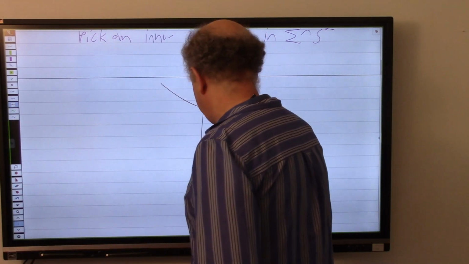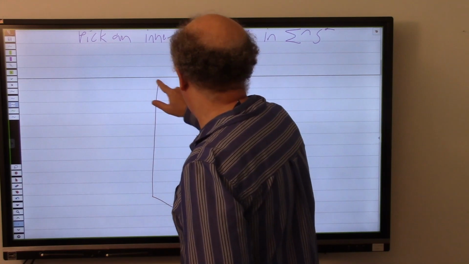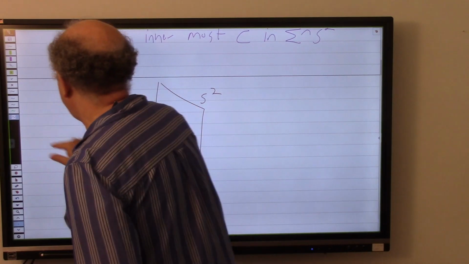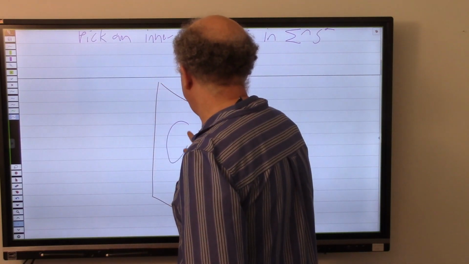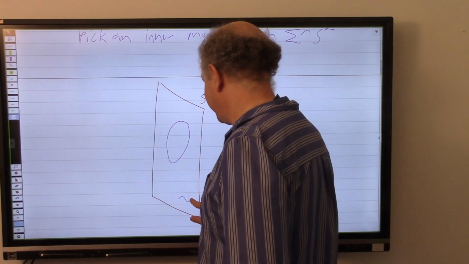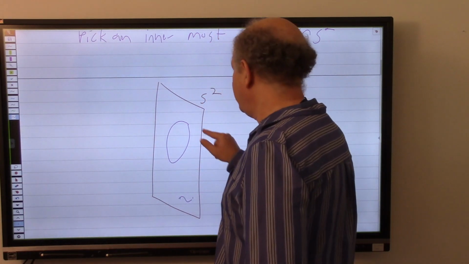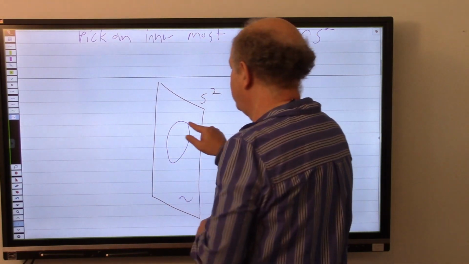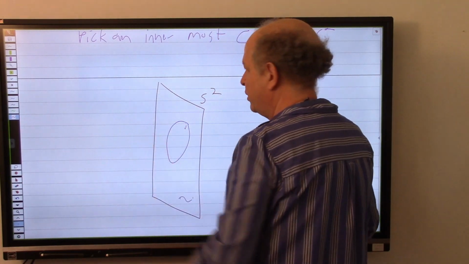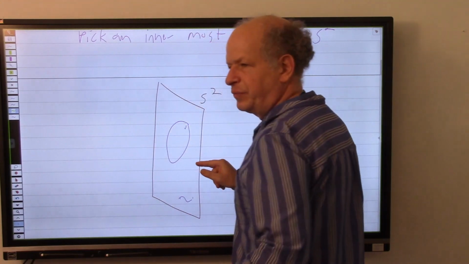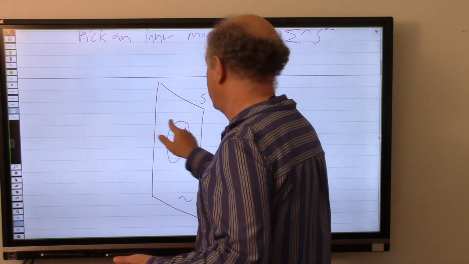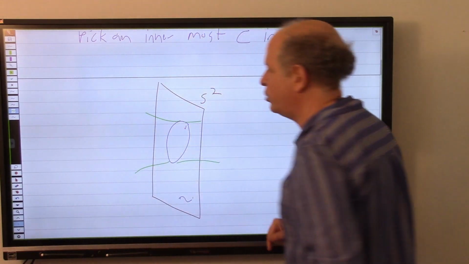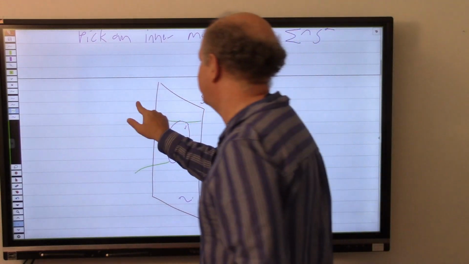So here is the S2, okay? And here is an innermost circle, meaning the outside is here. Being innermost means that there is nothing in it. There are no further intersections inside its inner side. Now, near this circle, sigma looks like a tube that passes through here. So this is sigma.